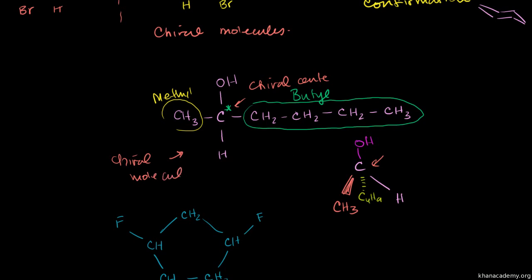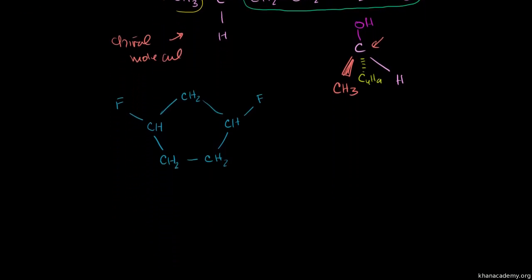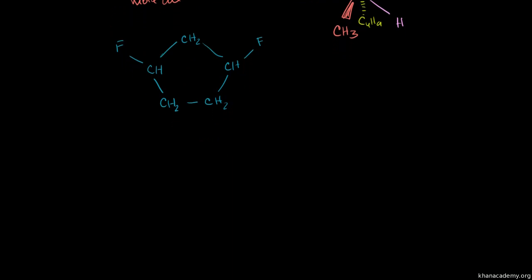Now let's look at this blue example right here. And just as if we wanted to name it, just so we get a little bit of review, we could start at this fluorine right there. 1, 2, 3, 4, 5. This is 1,3-difluorocyclopentane. So that was a nice review of naming. But let's think about whether we have any chiral centers here and whether the molecule as a whole is chiral.